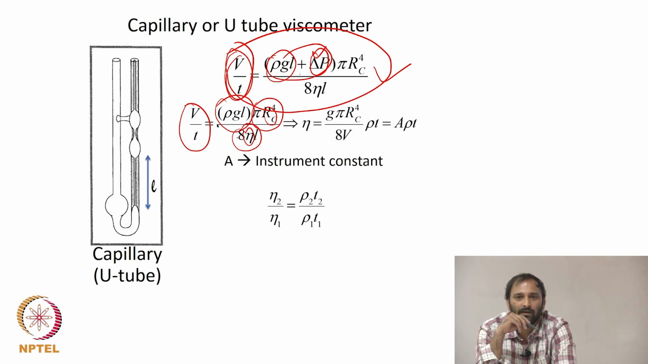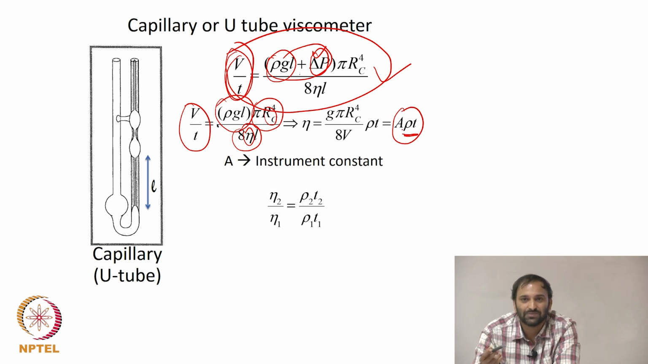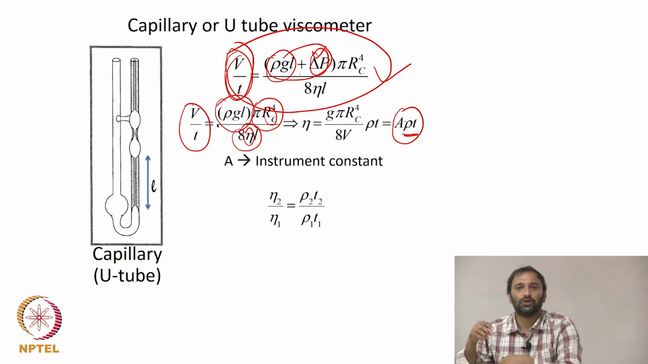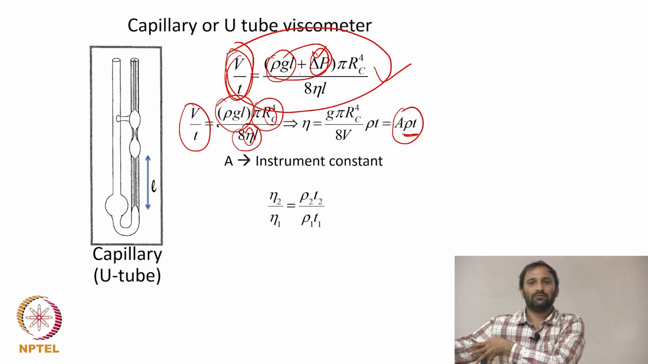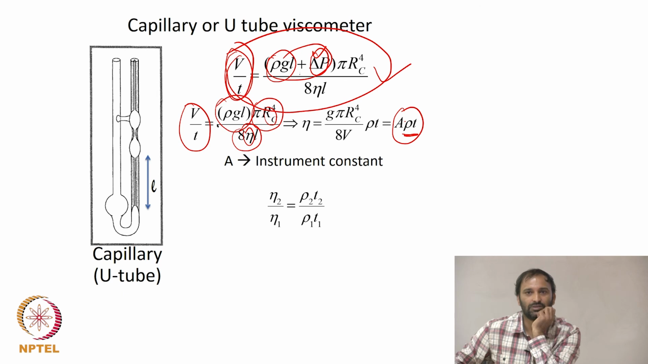What people typically do is express this as some instrument constant times rho times T. If I have two fluids, I can calibrate my instrument and actually get the instrument constant.